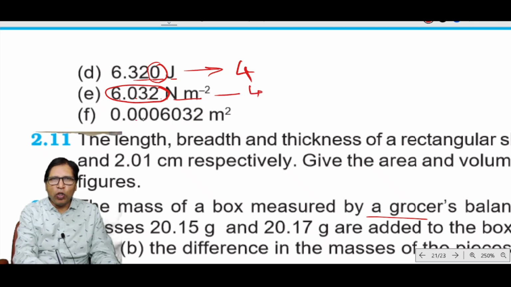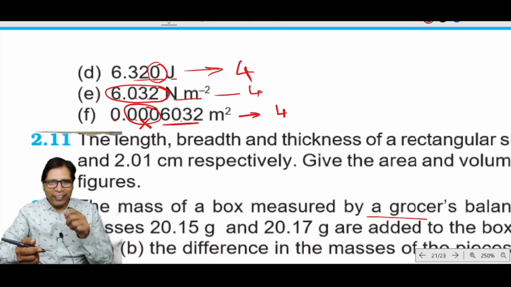Now look at this, 0.006032 meter square. These zeros are between the decimal point and non-zero digits, so these are not significant. So here the number of significant digits is 4.